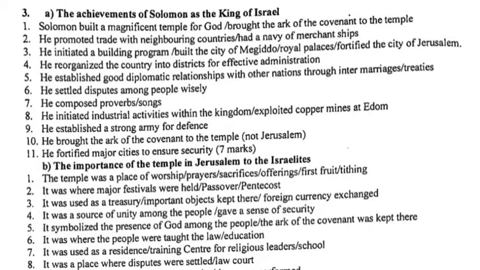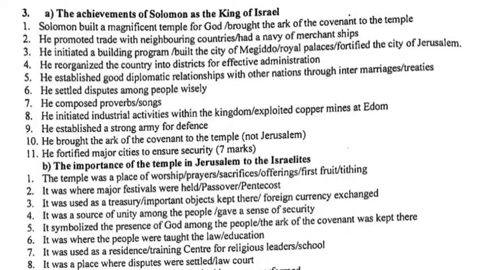He settled disputes among people wisely. He composed proverbs. He initiated industrial activities within the kingdom, that is, he exploited copper mines at Edom. He established a strong army of defense. He brought the Ark of the Covenant to the temple. He fortified major cities to ensure security.